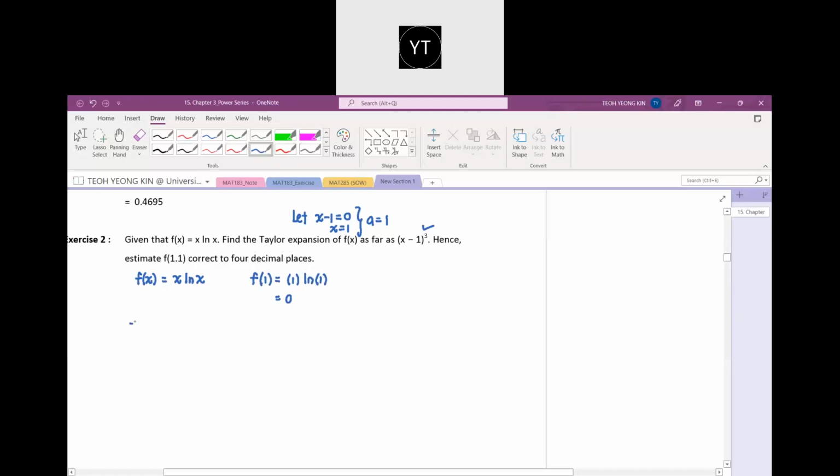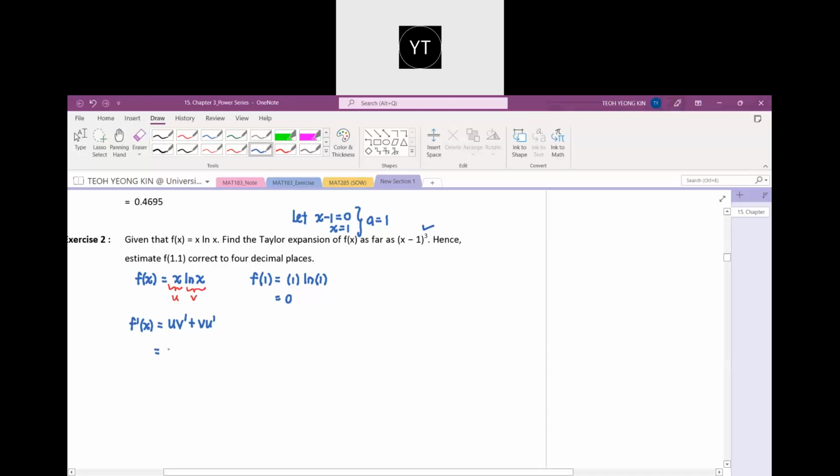And then f prime x. When I want to differentiate this one, bila saya nak differentiate yang ni, I have to use product rule. X darab ln x. I have to use product rule. So means that u v prime plus v u prime. So where this is our u, this is our v. So we have to use product rule.